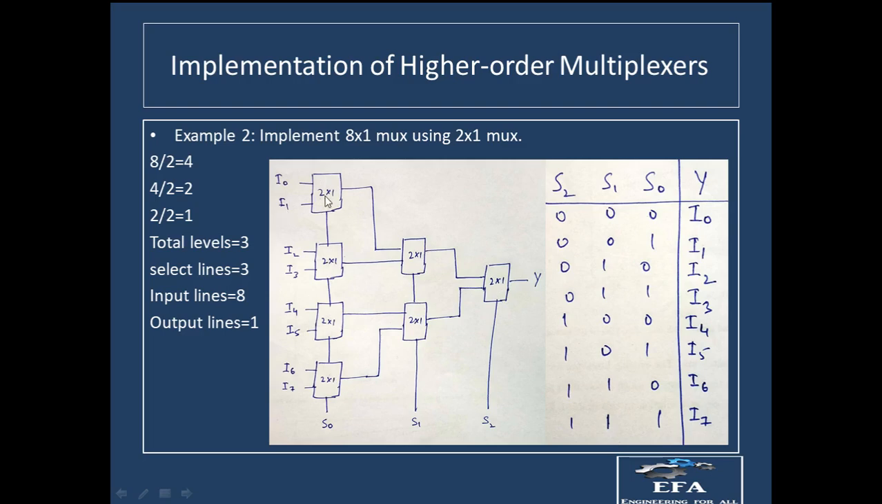Each of these multiplexers will have 2 inputs. So let us say I0, I1, I2, I3, I4, I5, I6 and I7. These are the inputs which are given to these 4 2:1 multiplexers. Again we'll have 3 select lines, S0, S1 and S2. And when we have to make the truth table, they will be written like this.